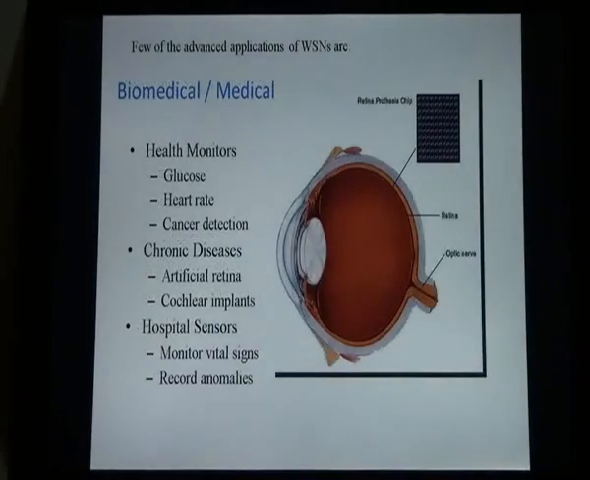There are a few advanced applications like biomedical or medical. Sensors can be used to measure the heart rate, they can be used to measure the level of glucose in the body, they can be used for retinal transplant, and they can also be used for other recordings which are necessary for a hospital.